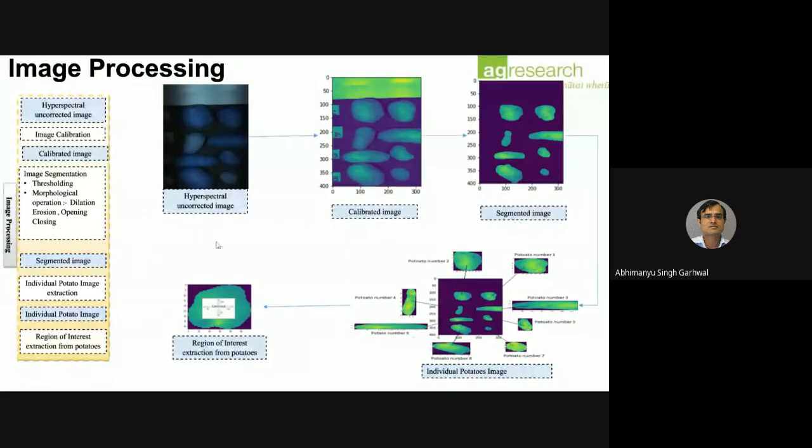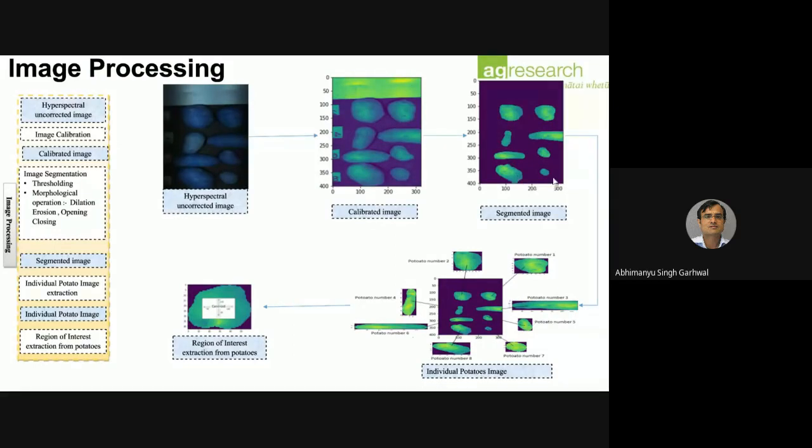So, the image processing part, what we did. This is the hyperspectral uncorrected image, because when we are capturing the reflectance, actually we are capturing the radiance. So we have to remove the dark and the white reference to get the calibrated image. You can see the difference after the calibration. After the calibration, we have to remove these labels, this white strip, these black backgrounds. So we applied a segmentation algorithm using thresholding and morphological operations, and we got the segmented image.